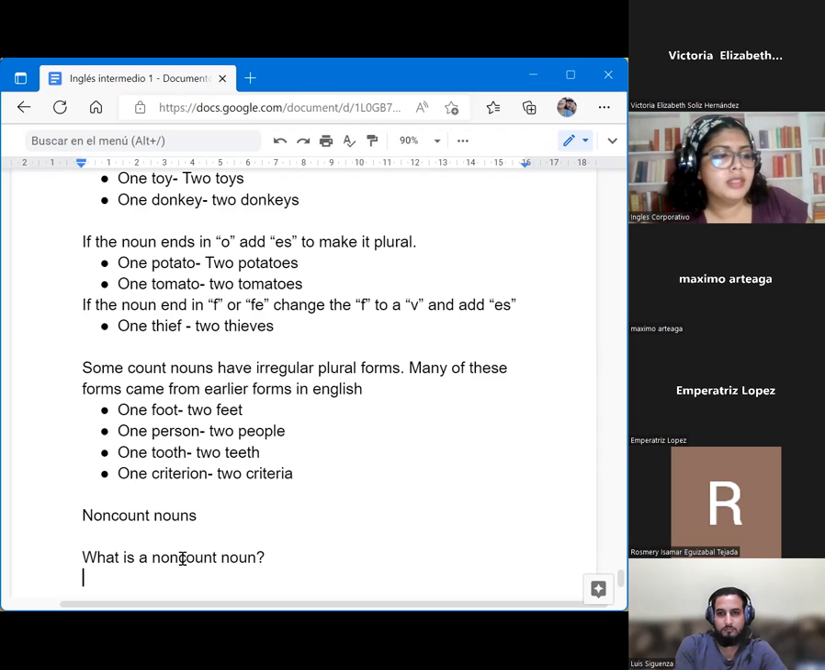Also, most English nouns are count nouns. Non-count nouns frequently occur in academic writing. In some cases, it is just for academic writing. Remember, just for academic writing, because in some cases, we have a lot of countable nouns.